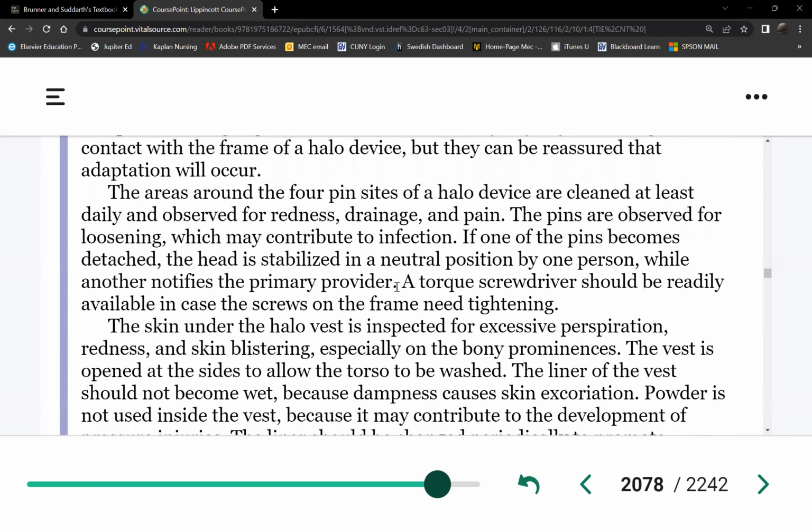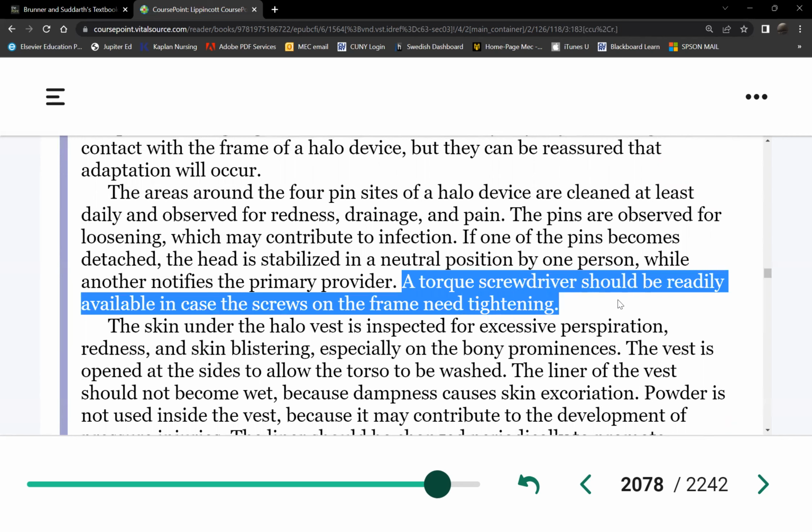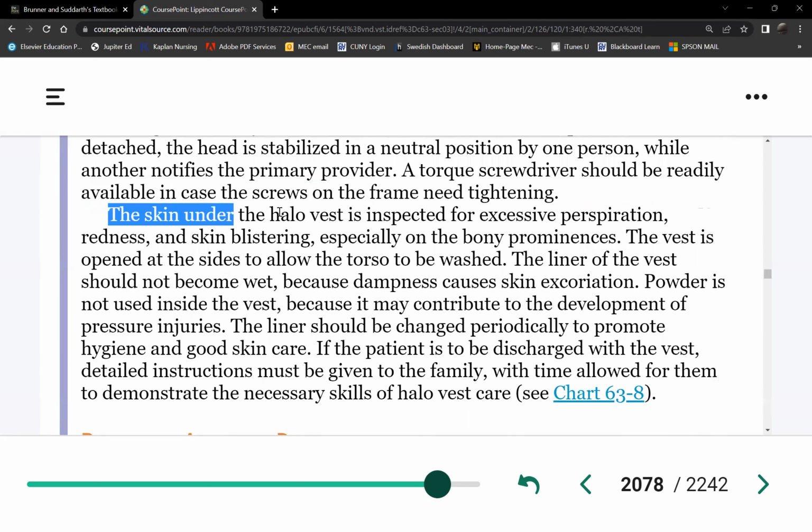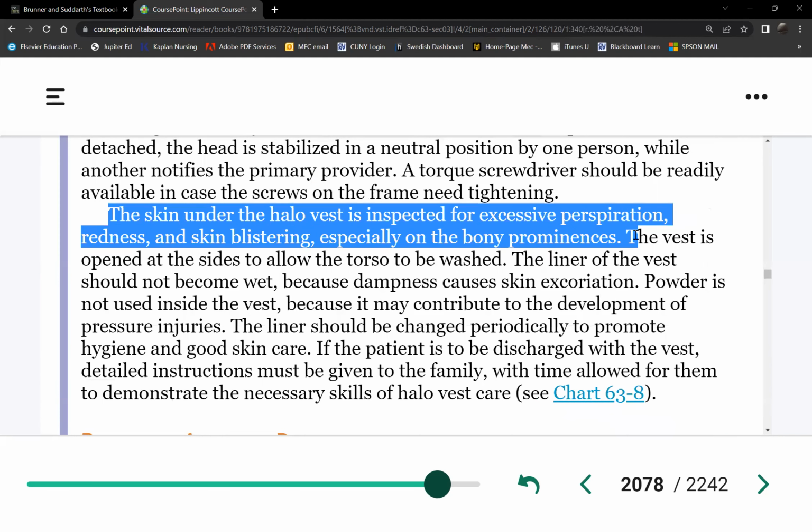So I mentioned the wrench or the screwdriver, which is again attached to the back of the vest should you ever need it. And here's your pin site care. The skin under the halo vest is always inspected for any breakdown. Remember, the patient wears the vest 23 hours, so it can be prone to irritation and injury, pressure injury specifically.